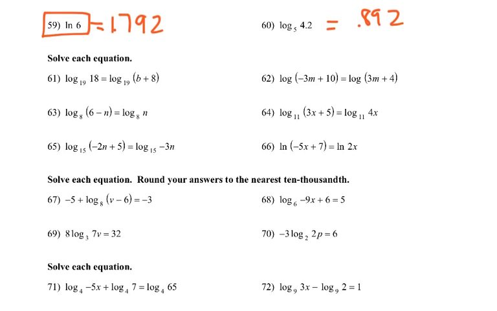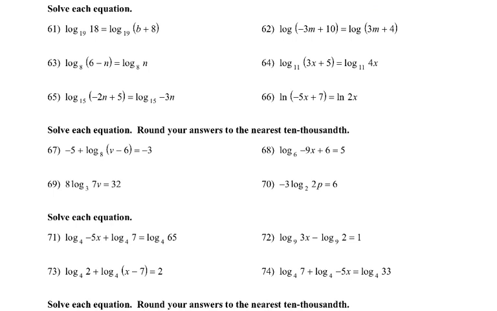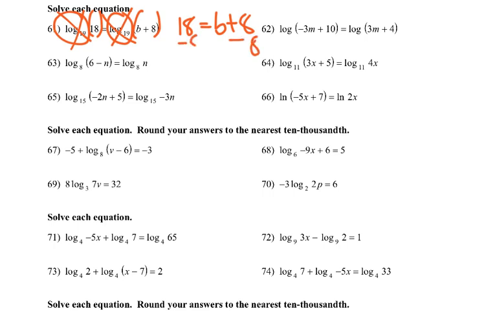Alright, now 61 through 66, we're solving each equation. And remember, the idea is if you have the same logs and they're equal to something, we can essentially get rid of those logs and we would end up with just what's left over still equal to each other, and then we can just solve and we get our answers.